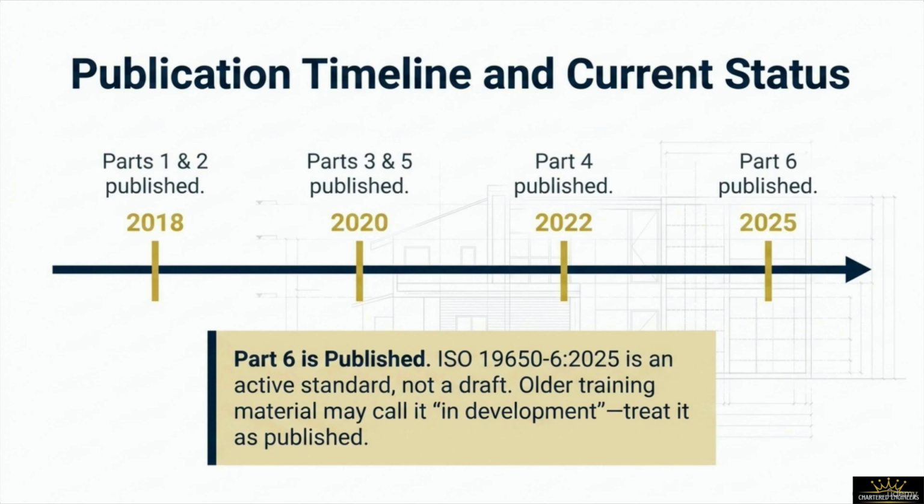You must note this critical status gate: ISO 19650-6:2025 is an active, fully published international standard, not a draft. If your legacy corporate training materials or contracts still label Part 6 as in development, you must update them immediately to reflect this active reality. Let's examine how this global timeline is localized within individual countries using national annexes.